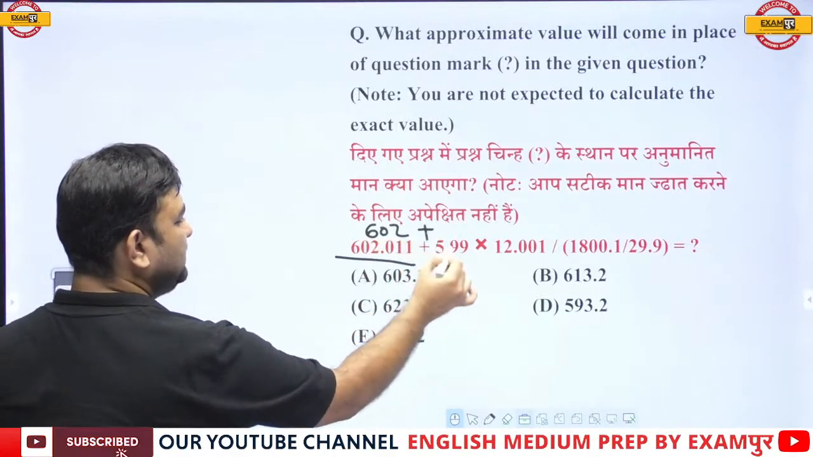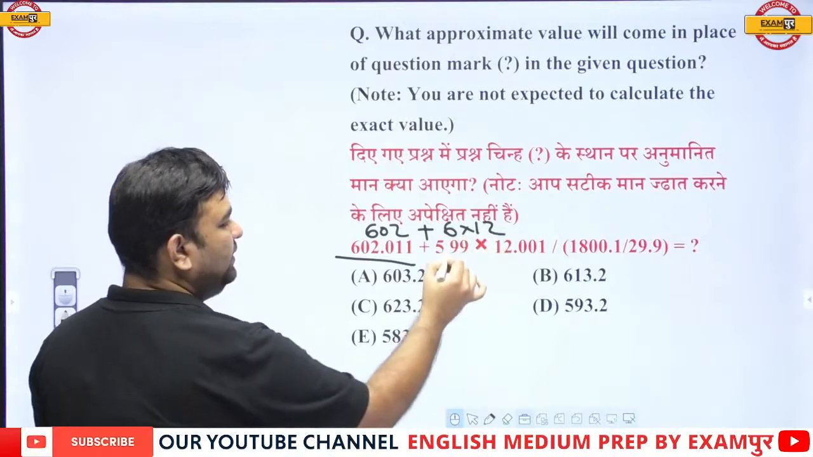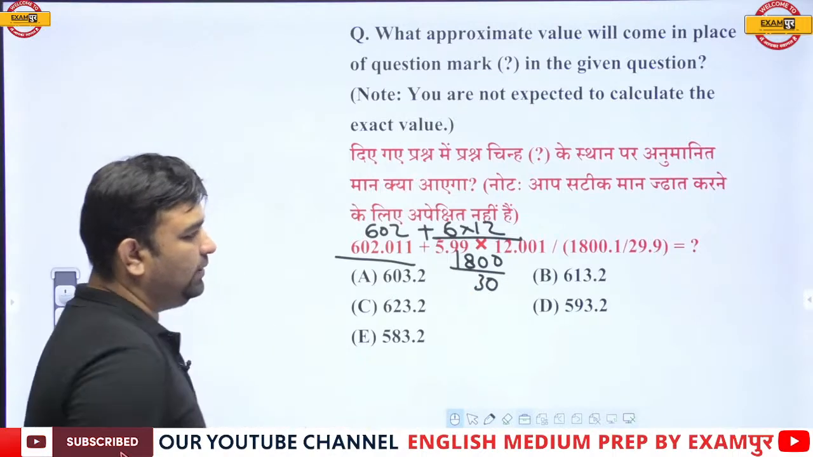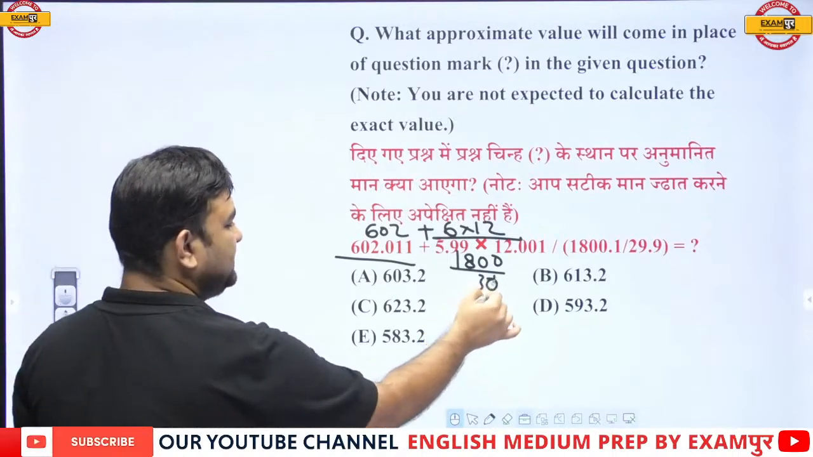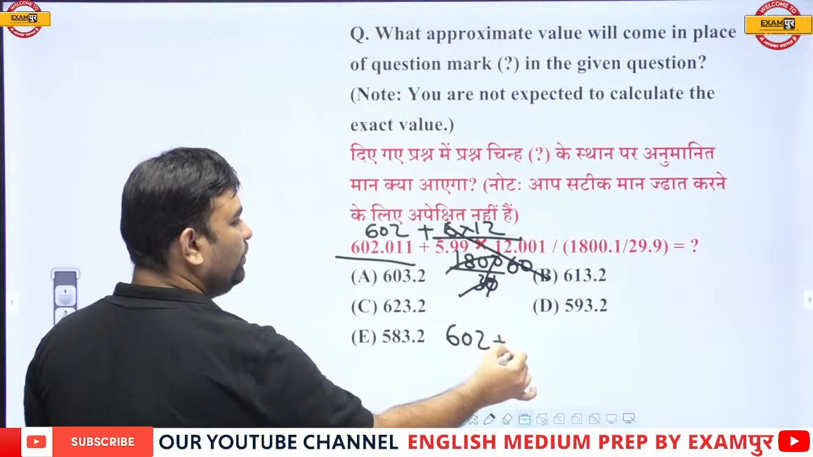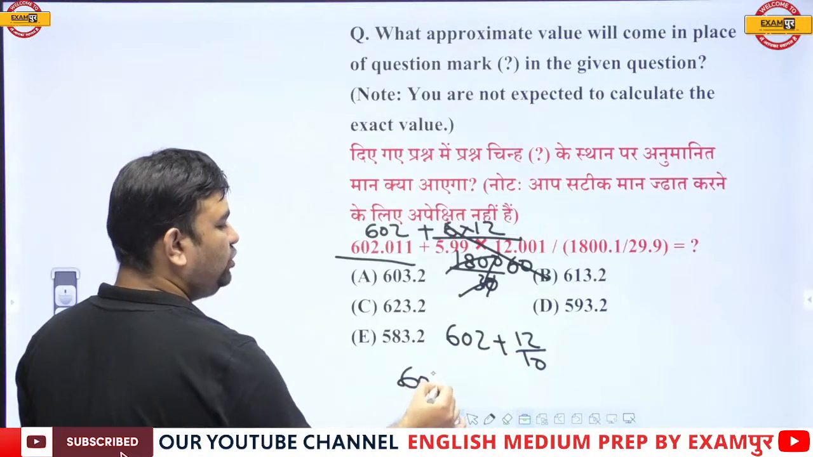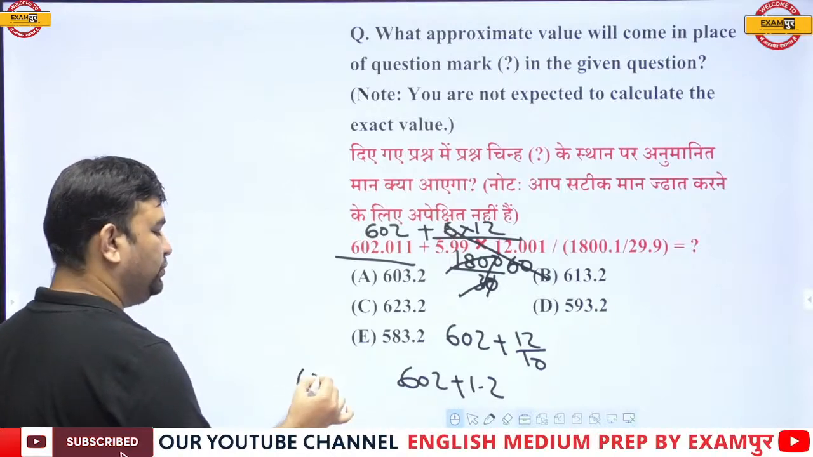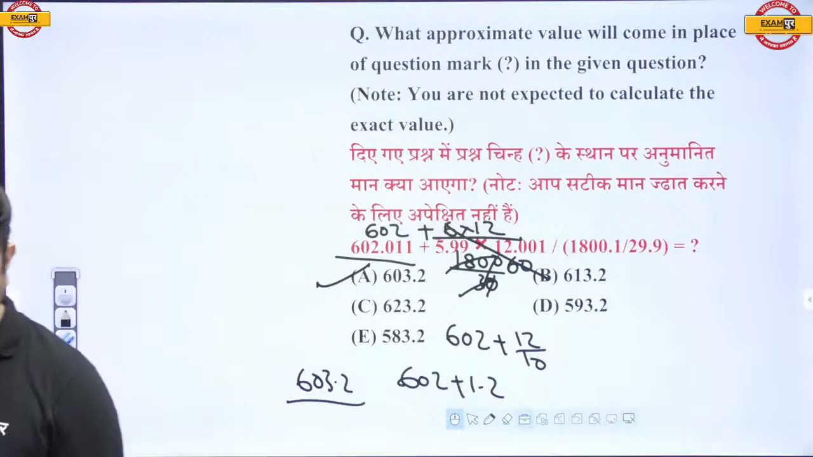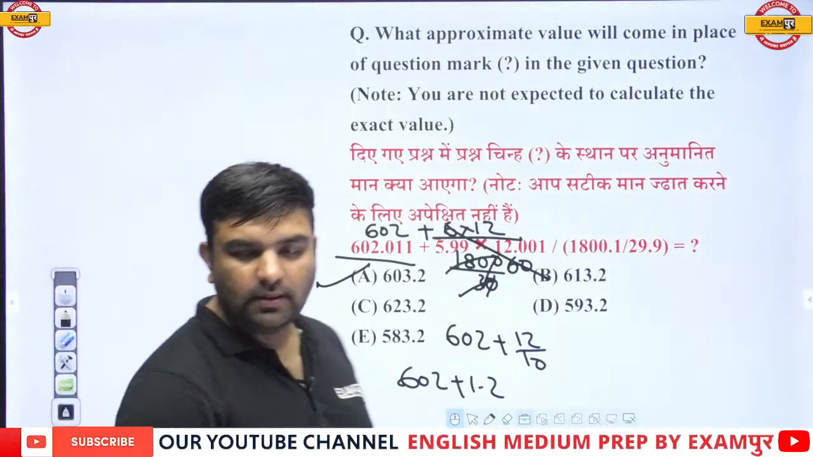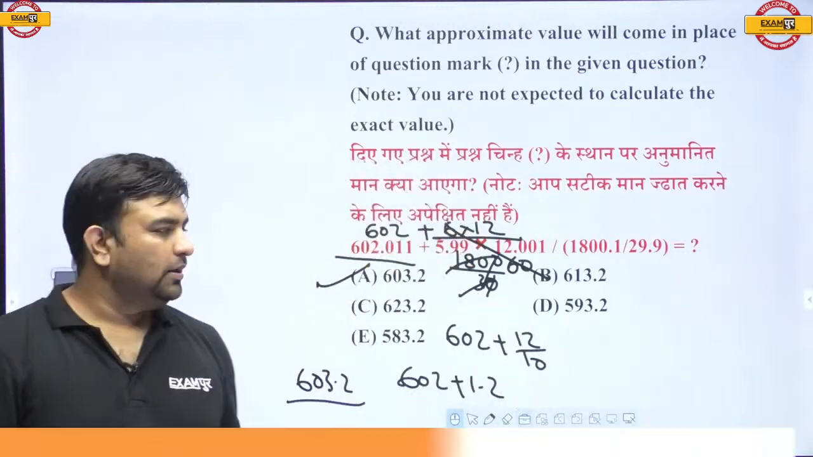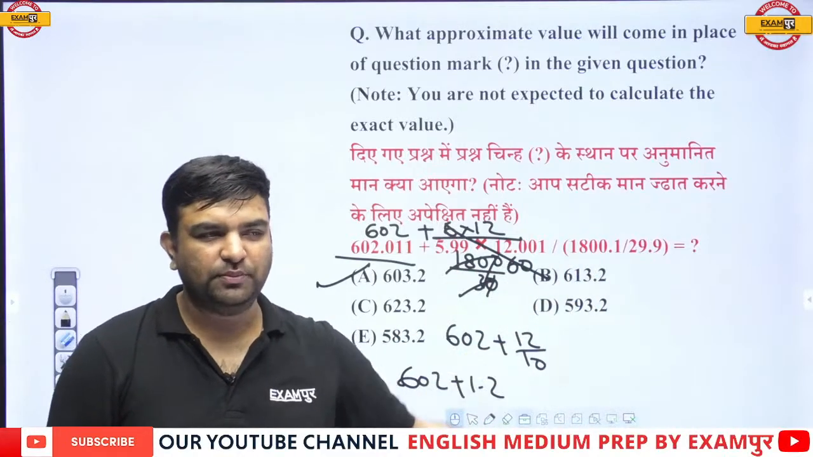602 plus 6 into 12, divided by 1800 divided by 30. So this is 60 times 1, 0 remaining, 602 plus 12 by 10, 602 plus 1.2, 603.2. Yeah, absolutely brilliant, absolutely perfect. Just do the approximations very fast.